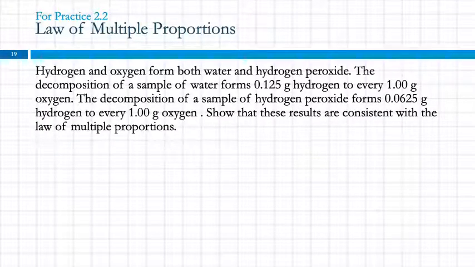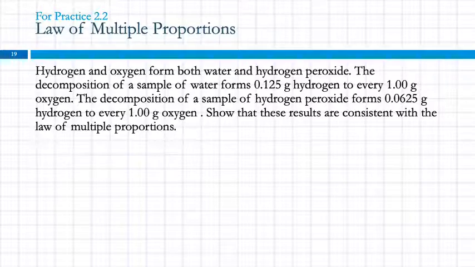So here's a law of multiple proportions problem. Hydrogen and oxygen form both water and hydrogen peroxide. The decomposition of a sample of water forms 0.125 grams hydrogen to every 1 gram of oxygen. The decomposition of a sample of hydrogen peroxide forms 0.0625 grams of hydrogen to every 1 gram of oxygen. Show that these results are consistent with the law of multiple proportions.